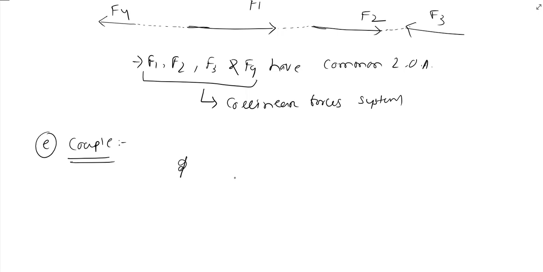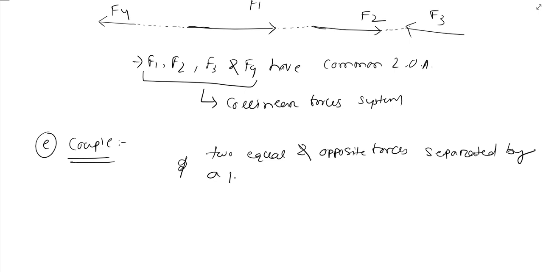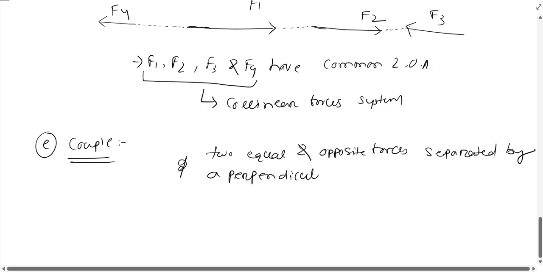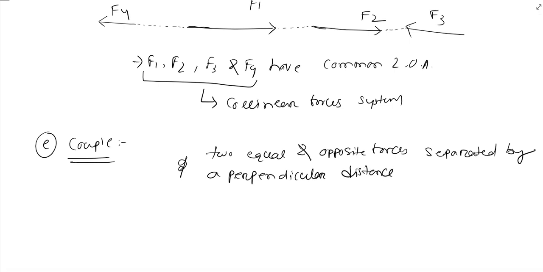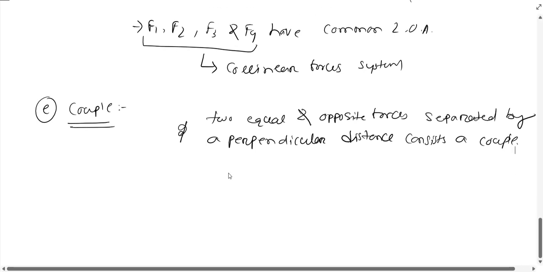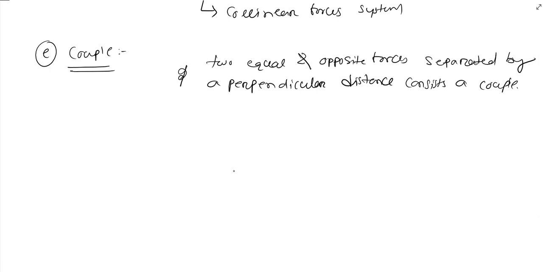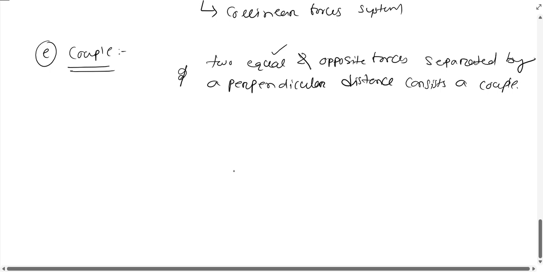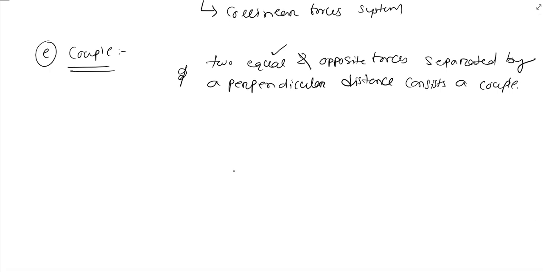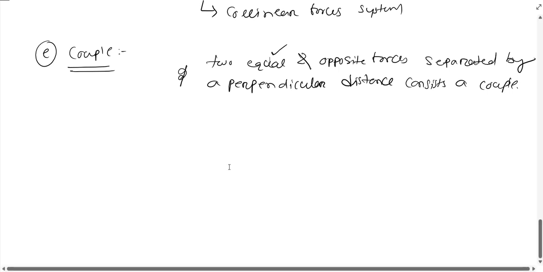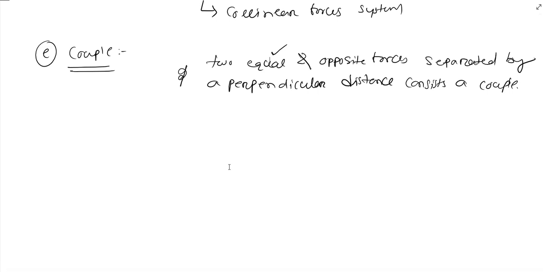Okay, two equal opposite forces separated by a perpendicular distance consist a couple. So यहाँ पे हम इसको और एक वे में डिफाइन कर सकते हैं, two equal and opposite forces separated by perpendicular distance consist a couple. Let me explain with the help of a diagram.